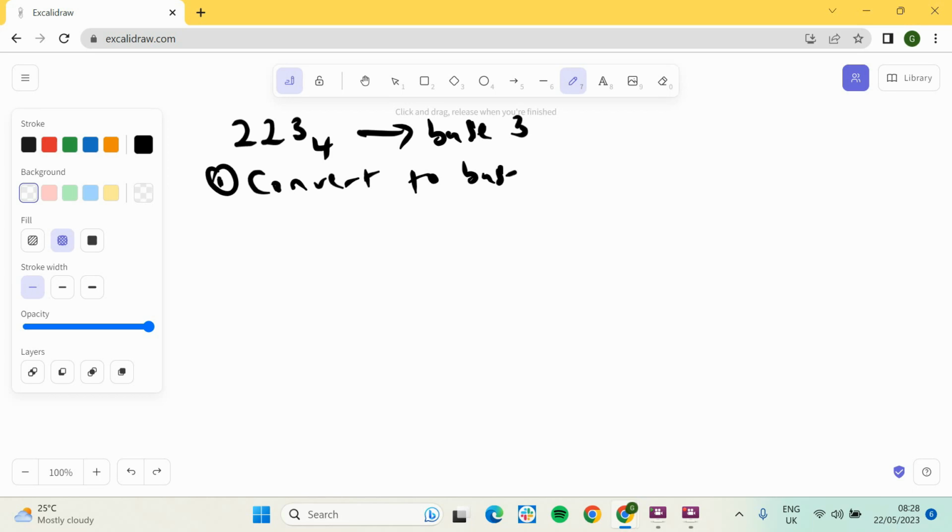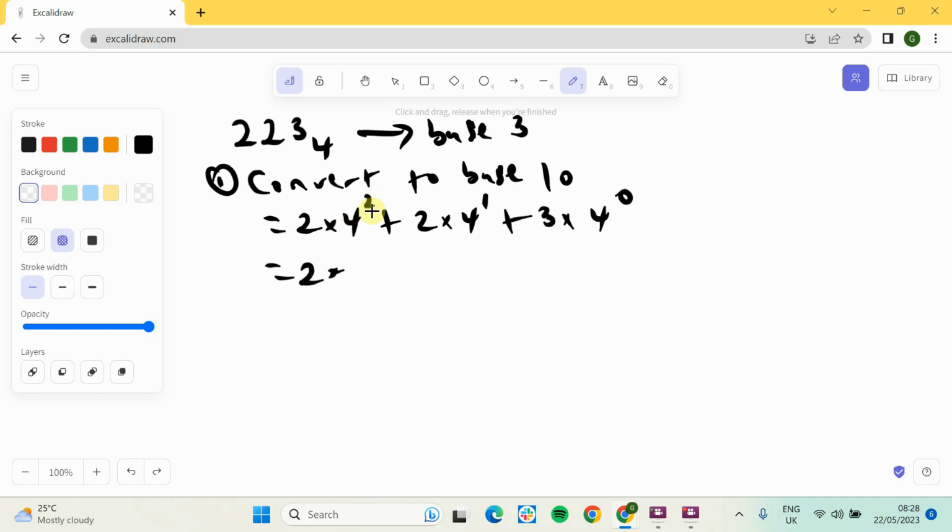If I were you, this is how I would actually write it in my school exam or WAEC. Step 1, convert to base 10. So that would be 2 times 4 plus 2 times 4 plus 3 times 4, right? Then give it the power starting from 0, right to left. So this 0, this 1, and this 2, right? So that would be 2 times 4 squared, which is 16, plus 2 times 4 raised to the power 1, which is 4, plus 3 times 4 raised to the power 0, which is 1, right?